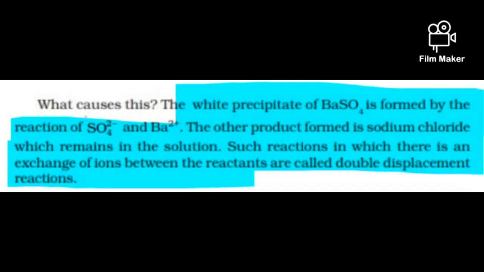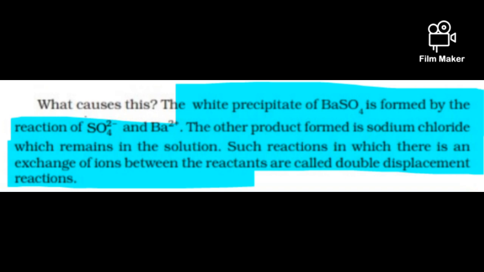A white precipitate of BaSO4 is formed by the reaction of sulfate ion and barium ion. The other product formed is sodium chloride. We know that sodium chloride is soluble in water and barium sulfate is not soluble in water. So it is observed as a semi-solid floating in the solution, and we call it a precipitate.